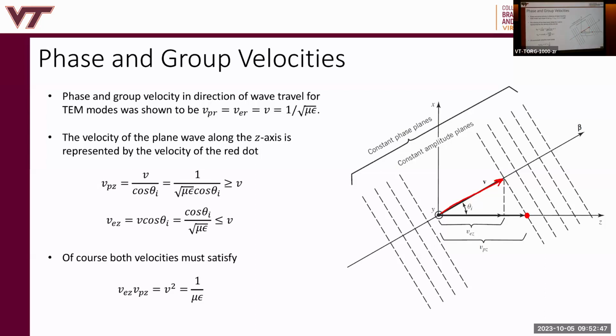Then I can resolve that vector into its z and x components, and I can get the phase velocity along the z-axis. Okay, so we have two velocities here. We have the energy velocity, and we have the phase velocity. So this point here is on that wavefront, and it's going to travel along this axis. That phase velocity is v divided by cosine of theta, which is greater than the phase velocity of the plane wave in the direction of travel. And the energy velocity, the group velocity, is v times cosine of theta, which is this component of the velocity vector. Both the velocities must satisfy this equation, so you can get this result from this one. Remember, this result always holds.